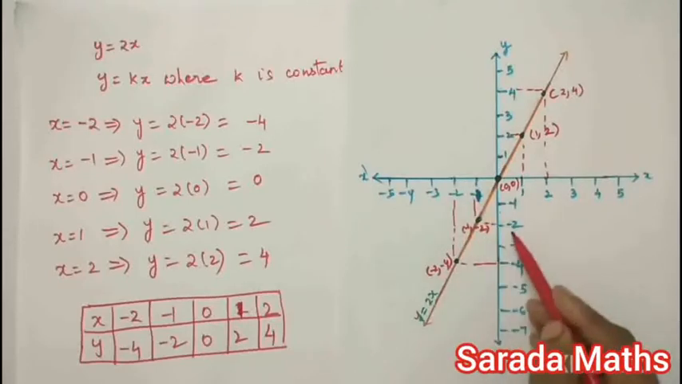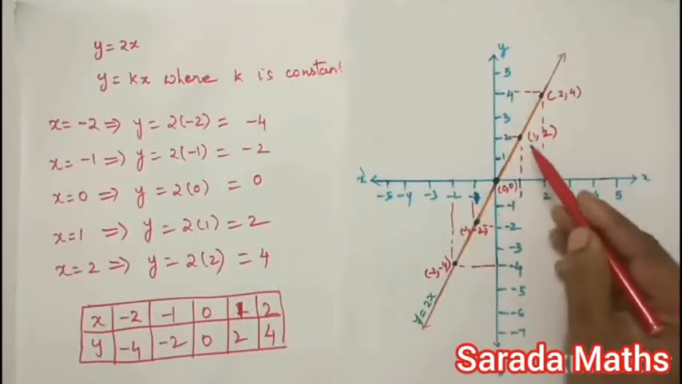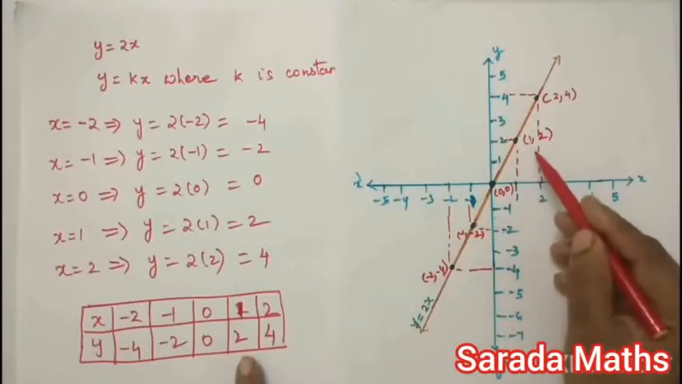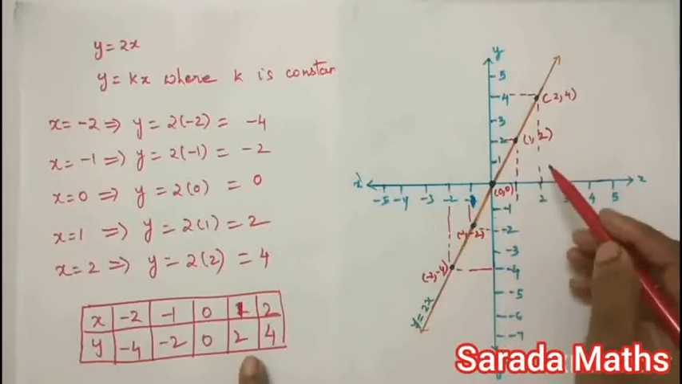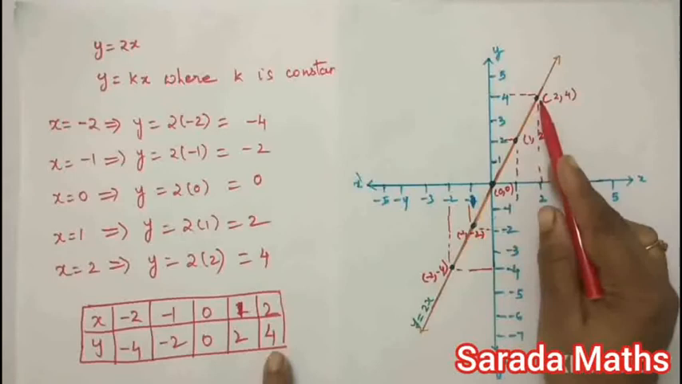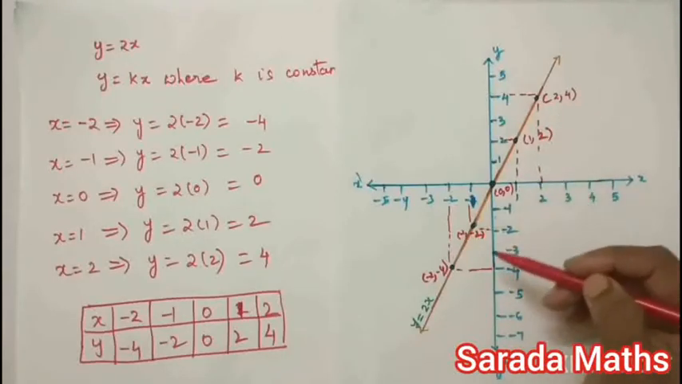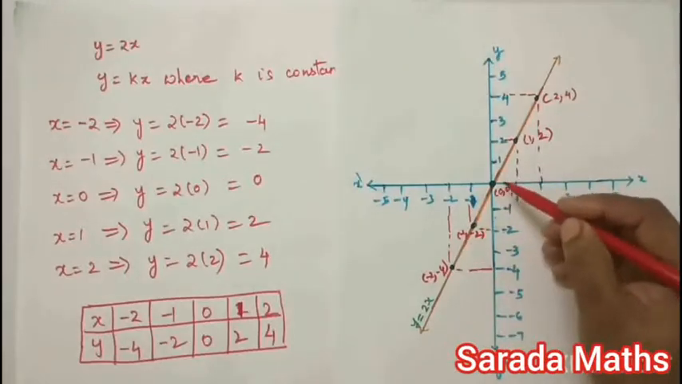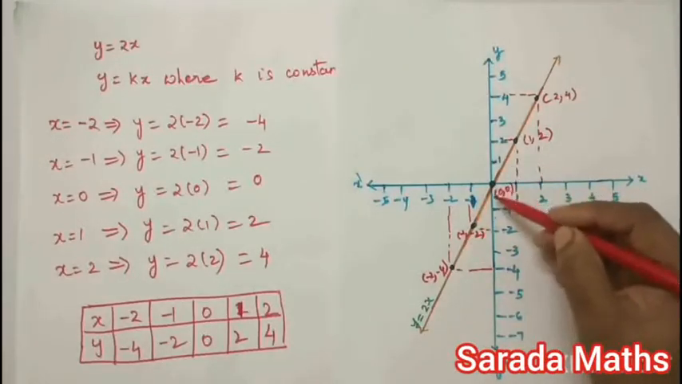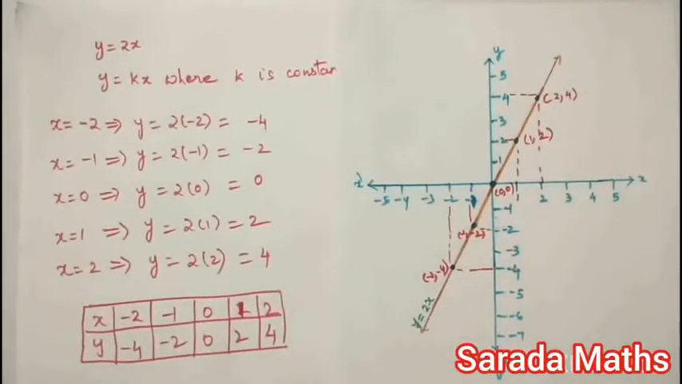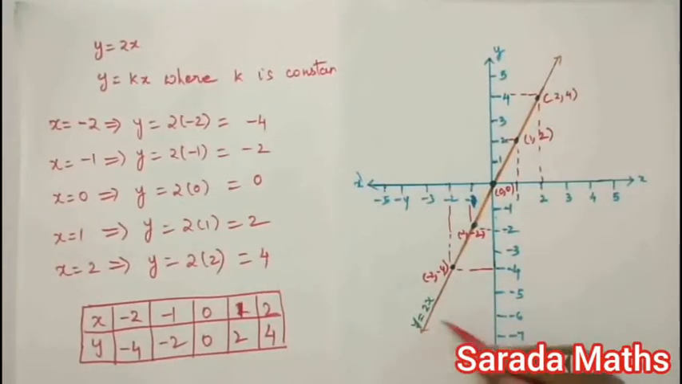Next, minus 1, minus 2, so here the point is. The next point is 0, 0, so it is here. Next is 1, 2, so here it will be, and the next point is x is 2 and y is 4, so the point is here. When you join these points, it will be a straight line passing through the origin. So the equation of this line will be y equal to 2x.